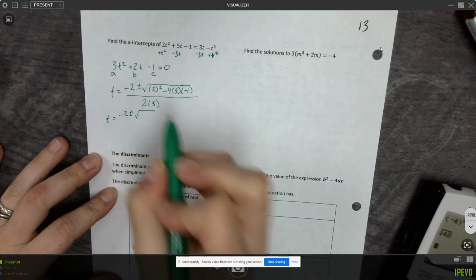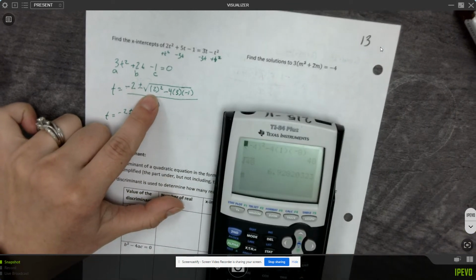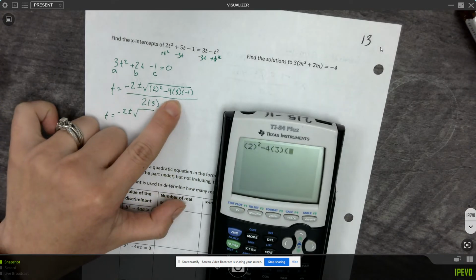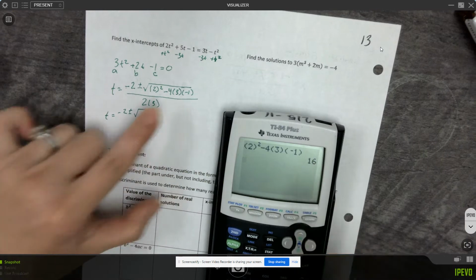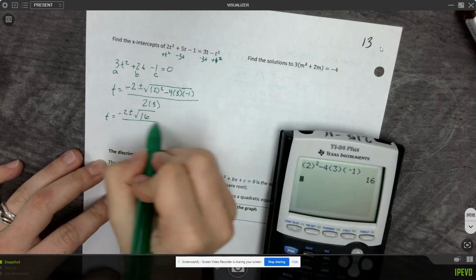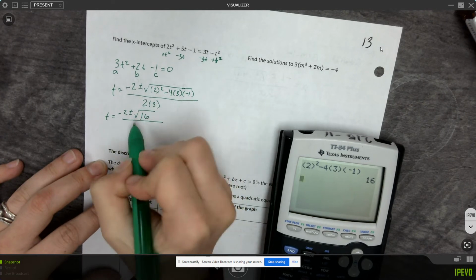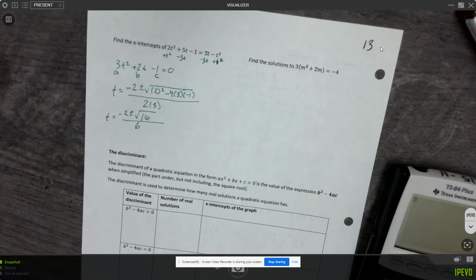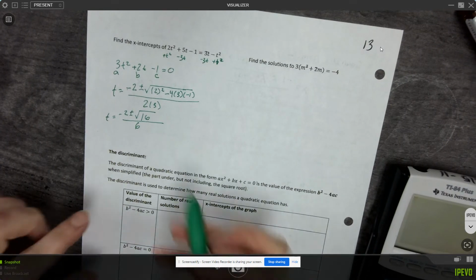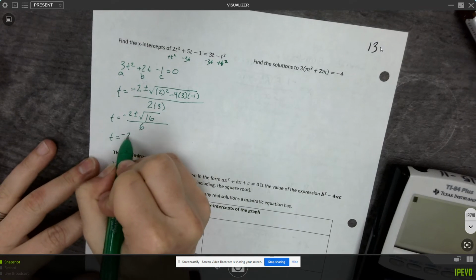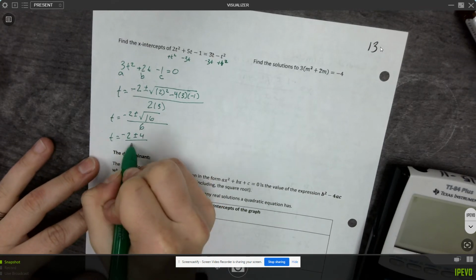Plus or minus, keep the square root, but I'm going to type in what's underneath that. So 2 squared minus 4 times 3 times negative 1. I get 16. So the square root of 16, all divided by 2 times 3 is 6. Now I'm going to simplify or take the square root. Well, the square root of 16 is 4. So I have t equals negative 2 plus or minus 4 all divided by 6.